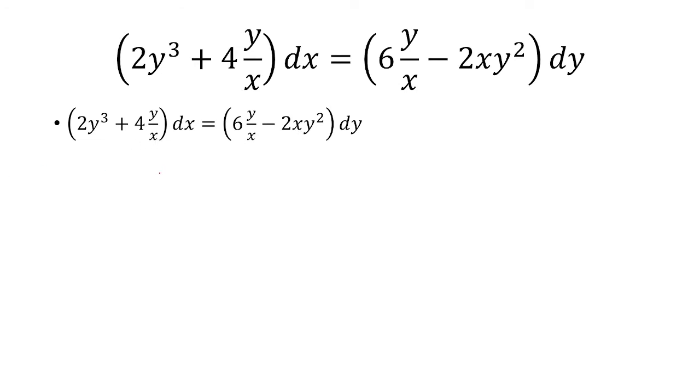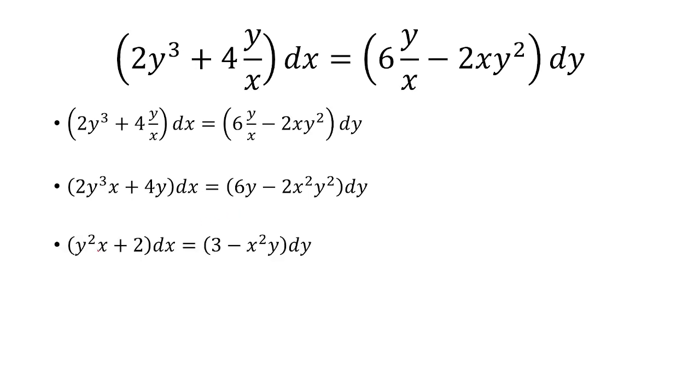So why don't we get rid of that by multiplying both sides by x. Another thing is each term has a factor of 2y, so I can simplify this by dividing both sides by 2y. And so we have y squared times (x plus 2) dx is equal to (3 minus x squared) times y dy. Automatically, this looks a lot simpler than the original equation.